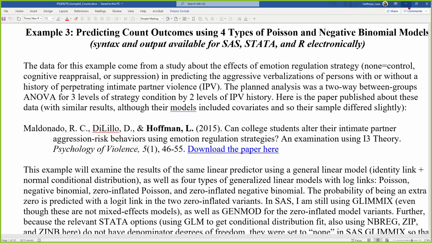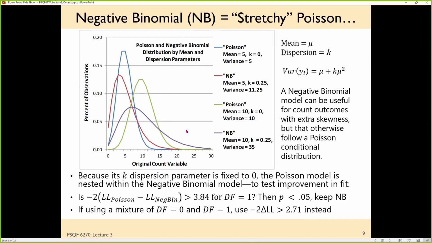Does that sound like an exciting story? Yeah, I think so. What does the negative binomial distribution look like? Great question. This thing.